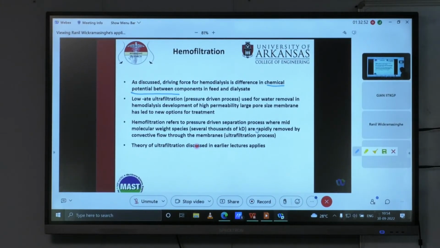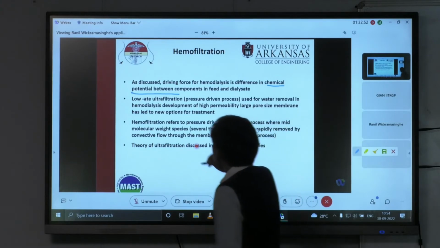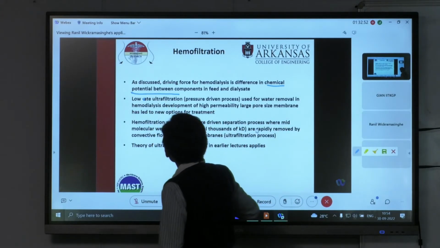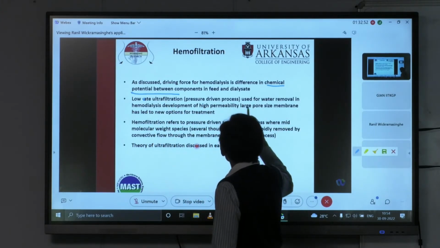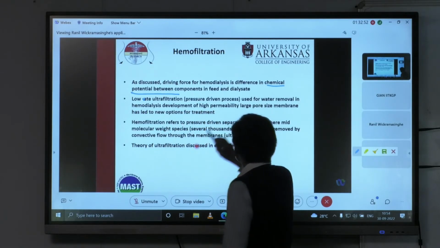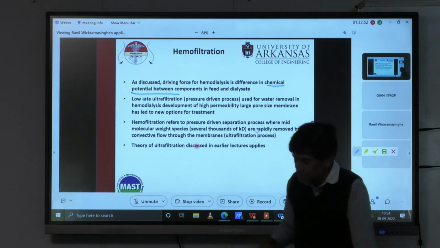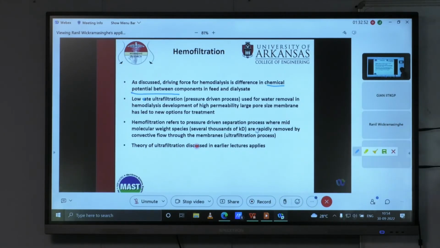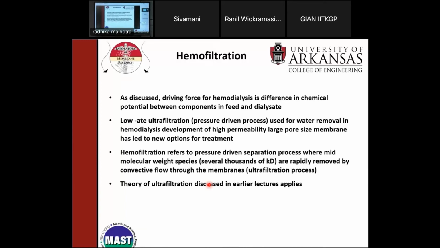At low rate, ultrafiltration is a pressure-driven process used for water removal in hemodialysis. Development of high permeability, large pore-sized membranes has led to new options for treatment. So, even in dialysis, you're trying to remove water sometimes, and that is done by putting a pressure difference, so you can increase the rate of transfer. If you're transferring by a chemical driving force, typically the flux is low compared to a pressure driving force.